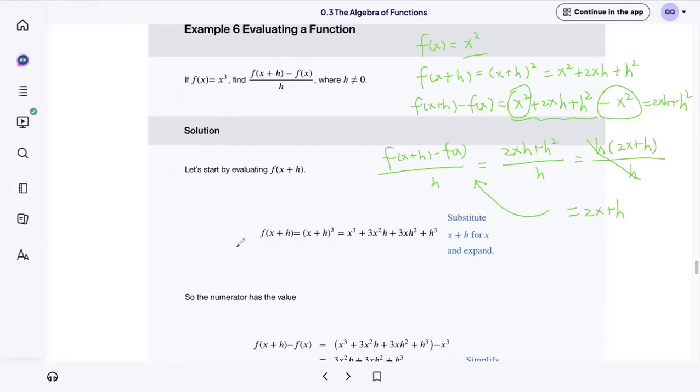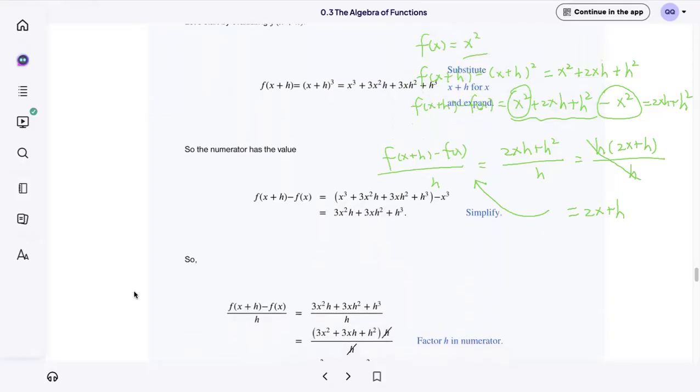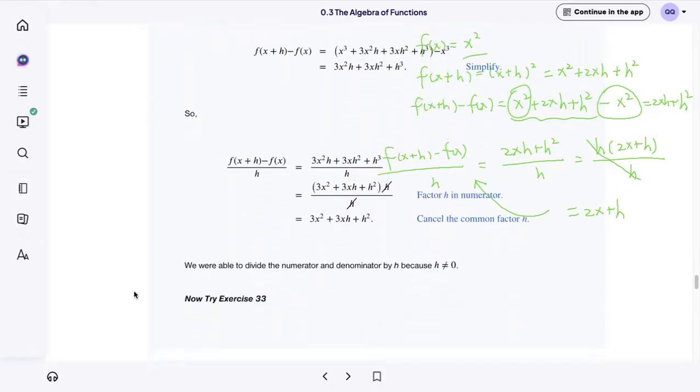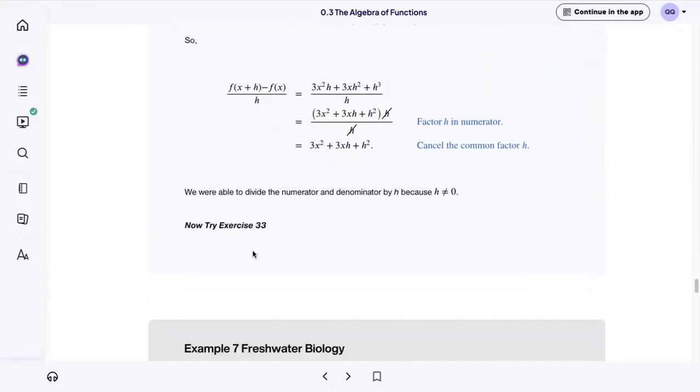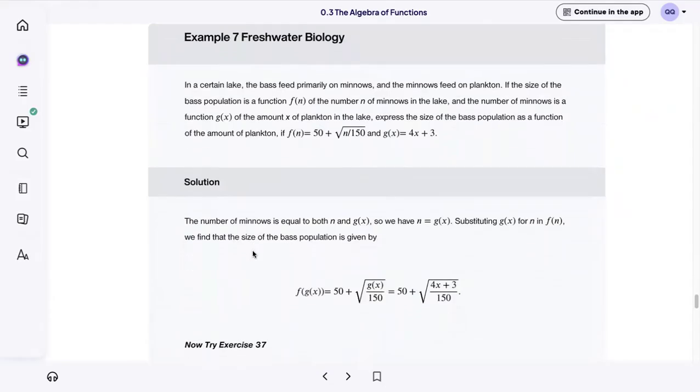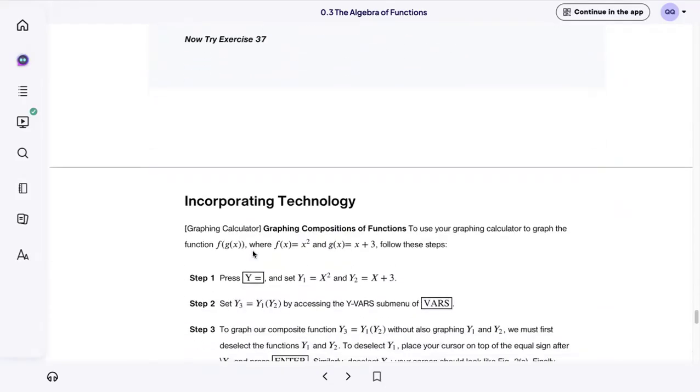But now let's see the cube. F of x equals x cubed. So after the tedious calculation, in the end, the difference quotient is this. It's 3x squared plus 3xh plus h squared. All right, this gives an example.